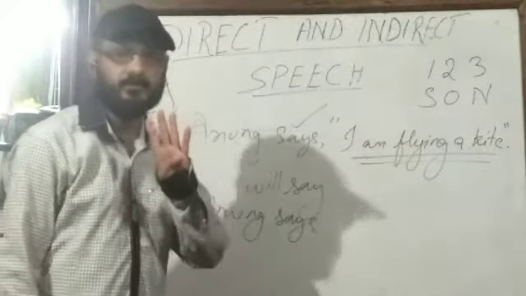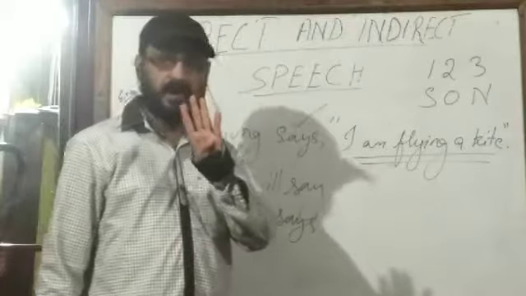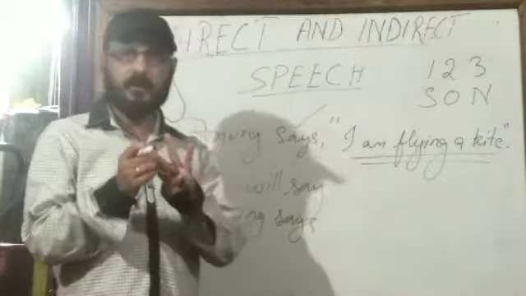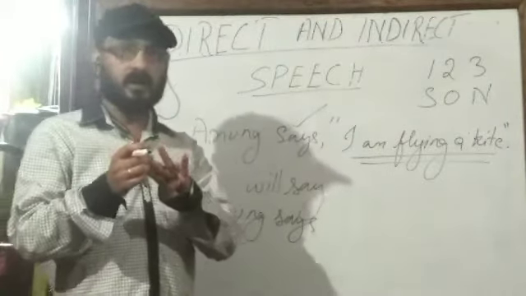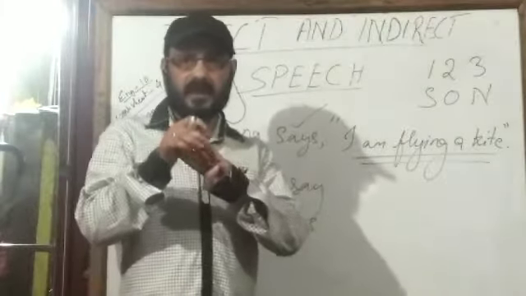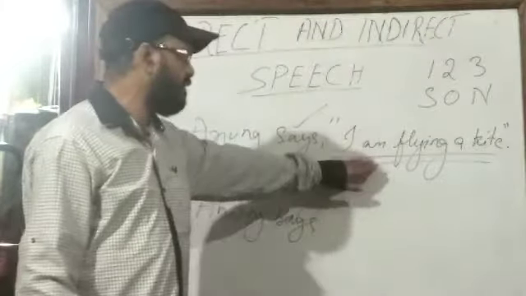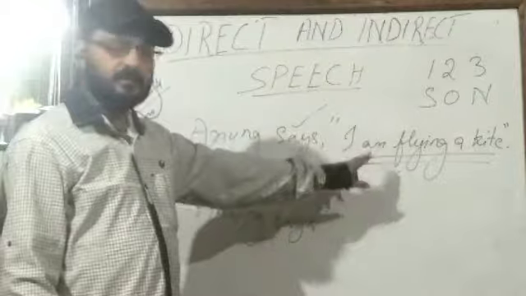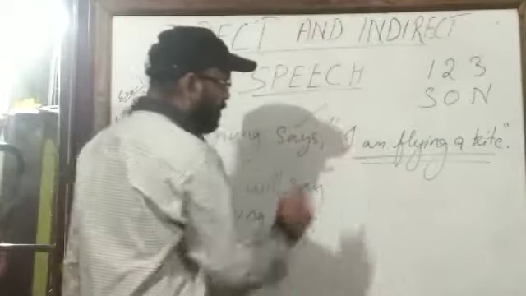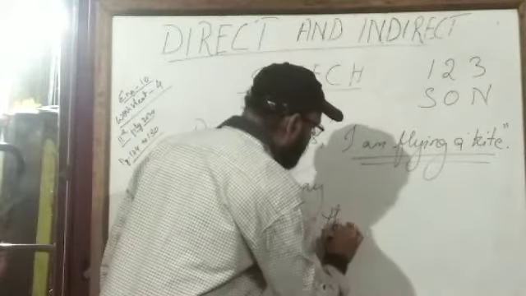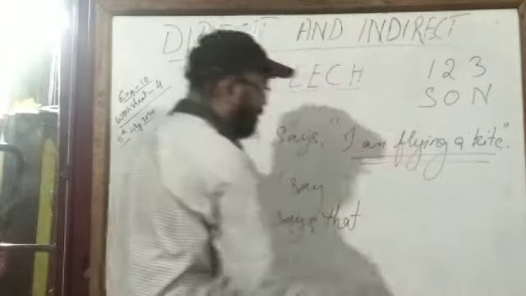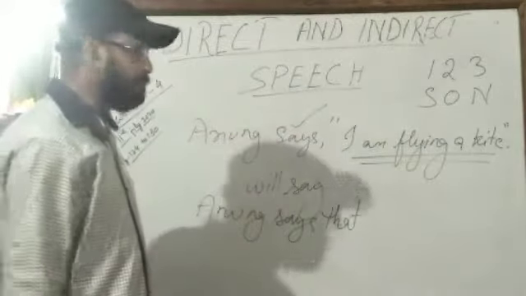There are 4 types of sentence. You need to keep it in mind: declarative sentence, interrogative sentence, imperative sentence, and exclamatory sentence. Now this is a declarative sentence. So the inverted commas will be removed and "that" will be used to join the clauses.